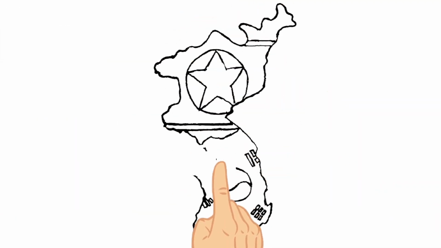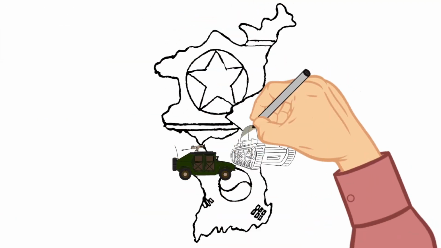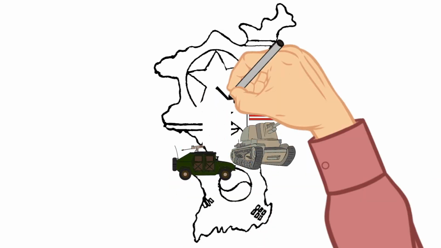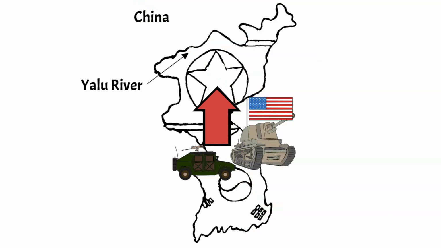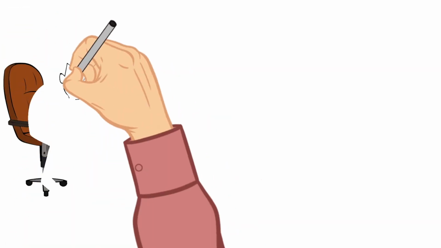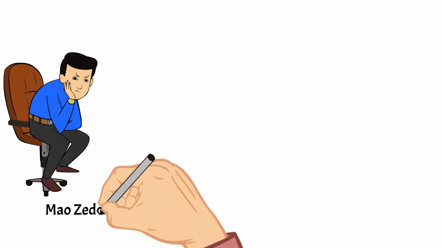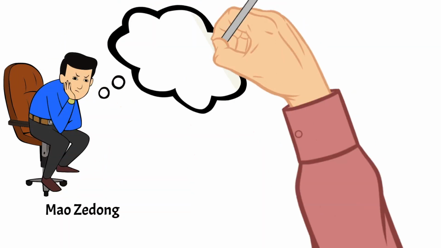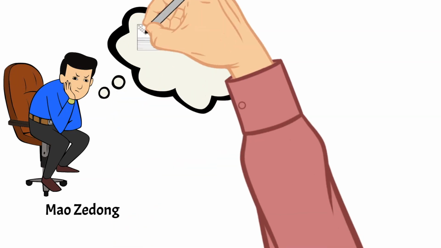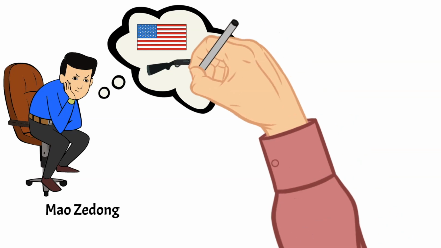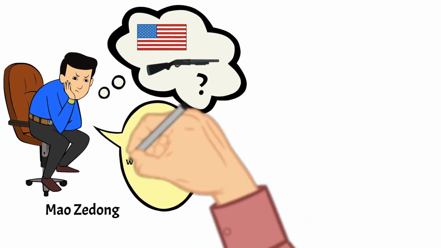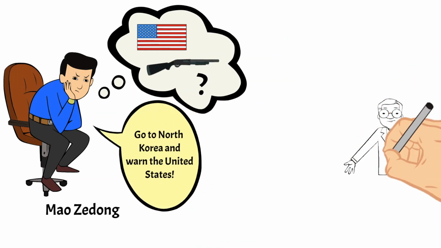But then, American troops crossed the boundary and headed north toward the Yalu River, which was the border between North Korea and China, which was also a communist territory. So Chinese leader Mao Zedong sent troops to North Korea and warned the United States to keep away from the Yalu boundary unless it wanted full-scale war. This was something that President Truman did not want.